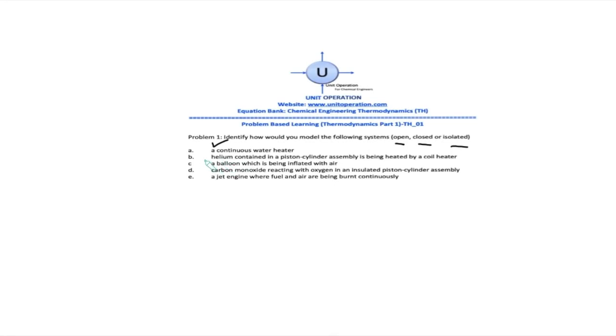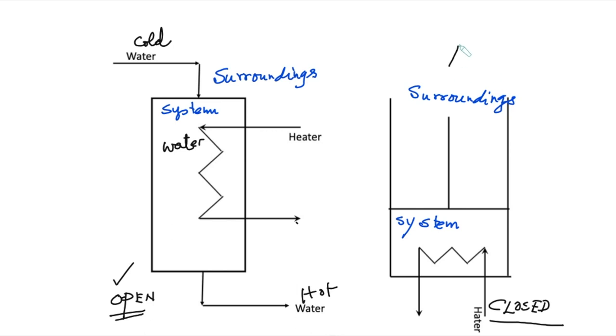Second is helium contained in a piston cylinder assembly that is being heated by a coil heater. So in a piston cylinder system, there's helium gas, and that's being heated. Let's go to the diagram. This is problem B here. Anything within the piston cylinder system is called the system. This is my helium here, and anything outside of the system is, of course, my surrounding. And here, some amount of energy is going in through the heater to heat the helium.